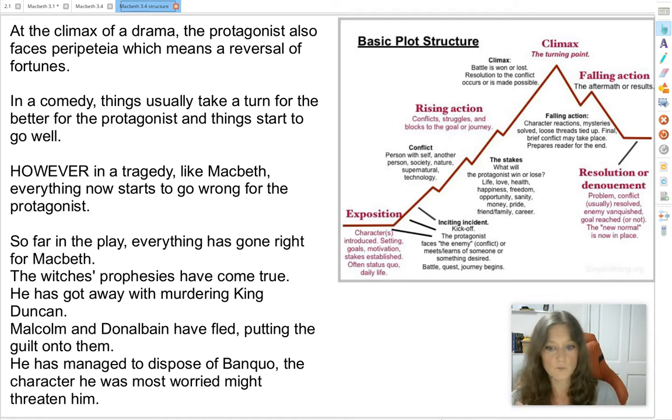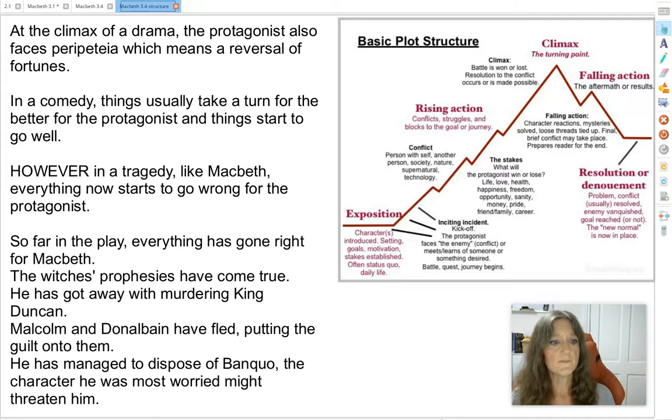You can see the witch's prophecies have come true. Yay. He got away with killing King Duncan. He seems to have got away with it. And the only person who suspected him is Banquo, and he slaughtered Banquo, or his murderers have. Malcolm and Donalbain, they've run away. They've fled to England and to Ireland. And now it seems like they're the ones who are guilty. So it seems like everything is going right for Macbeth. He's achieved kingship of Scotland without too much problem.